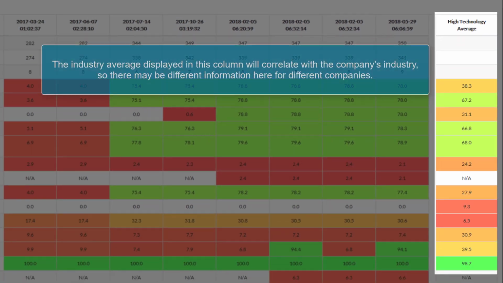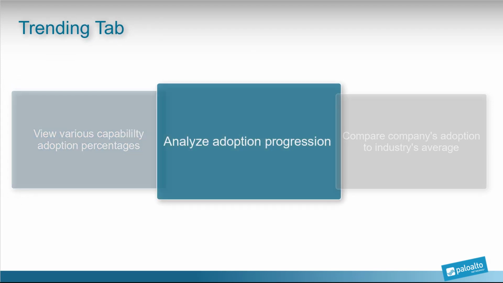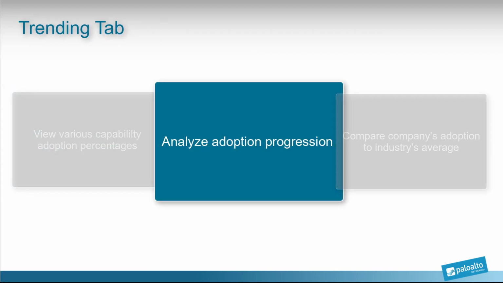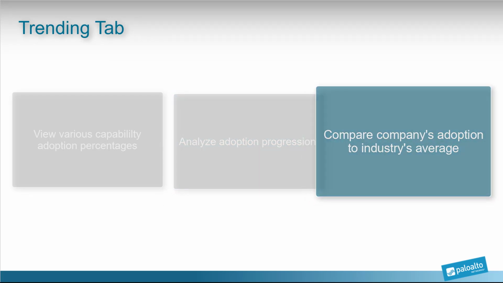The industry average displayed in this column will correlate with the industry the company falls into, so you can see different information here for different companies. The Trending page gives you an overall view of each capability adoption and how it progresses over time. You will also be able to compare how the company is doing in their adoption versus the industry average.